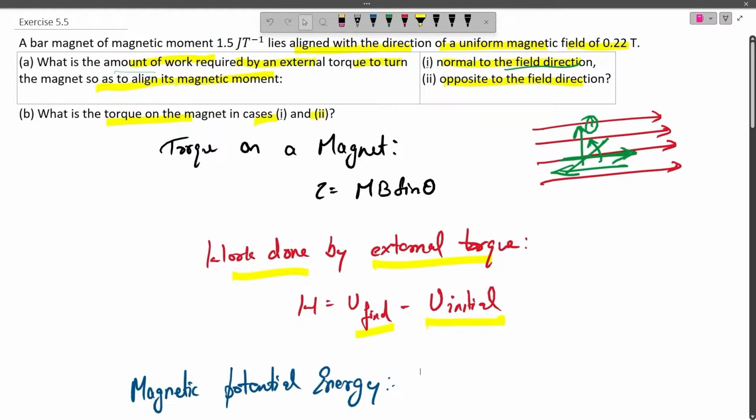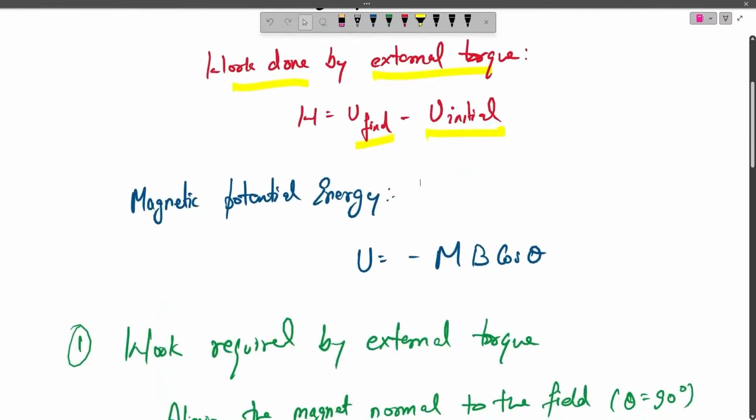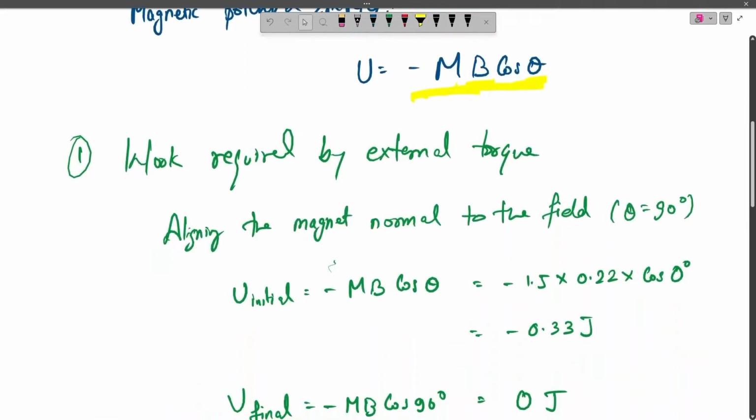And the magnetic potential energy is defined as U equals minus mB cos theta, where m is the magnetic moment, B is the magnitude of the magnetic field, and theta is again the angle between m and B. So let's proceed to solving.